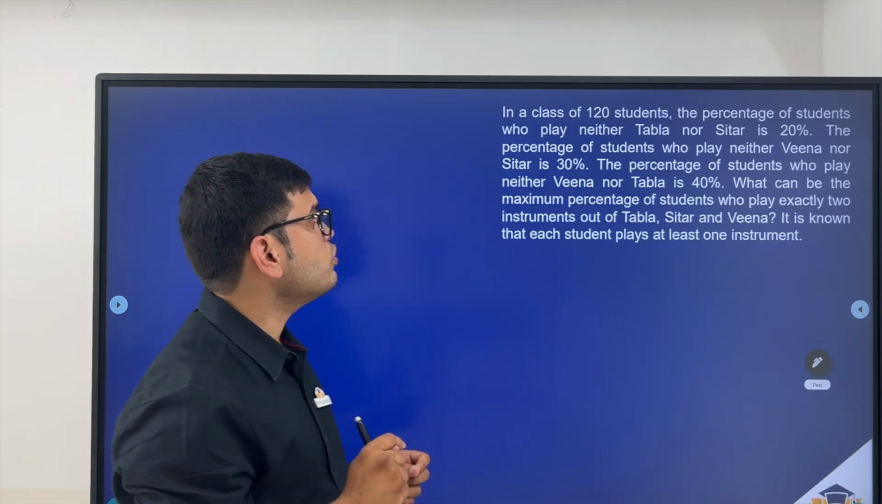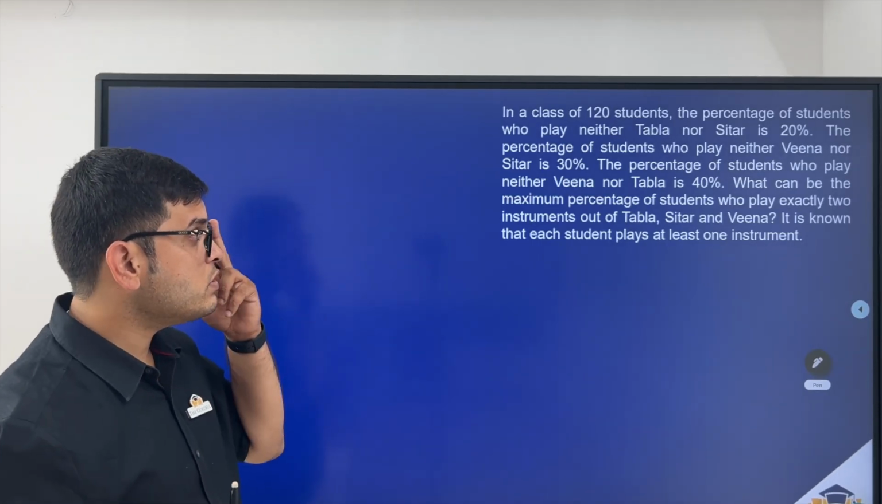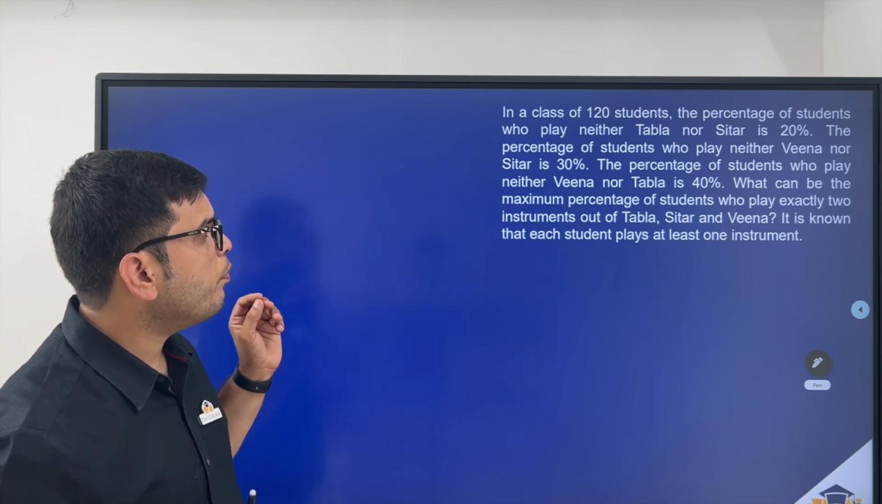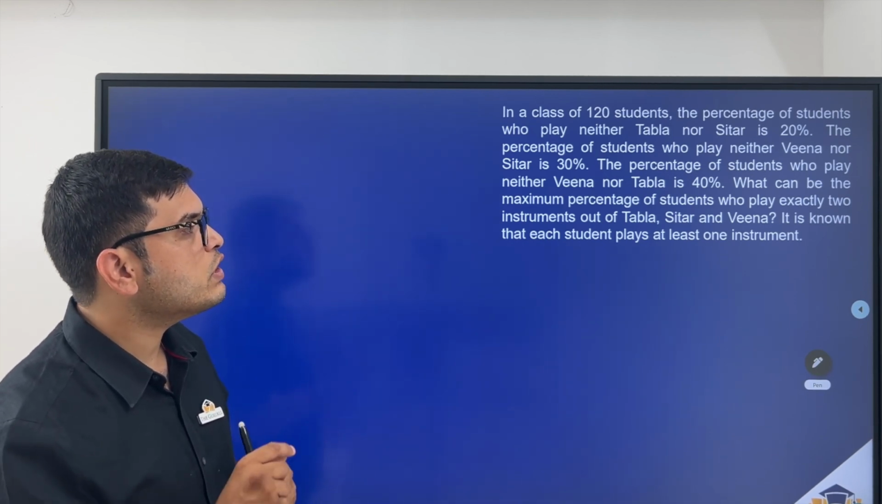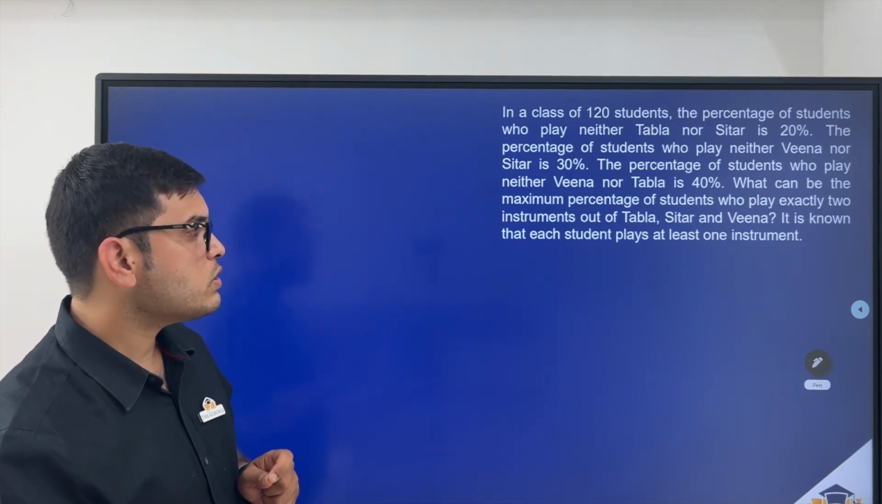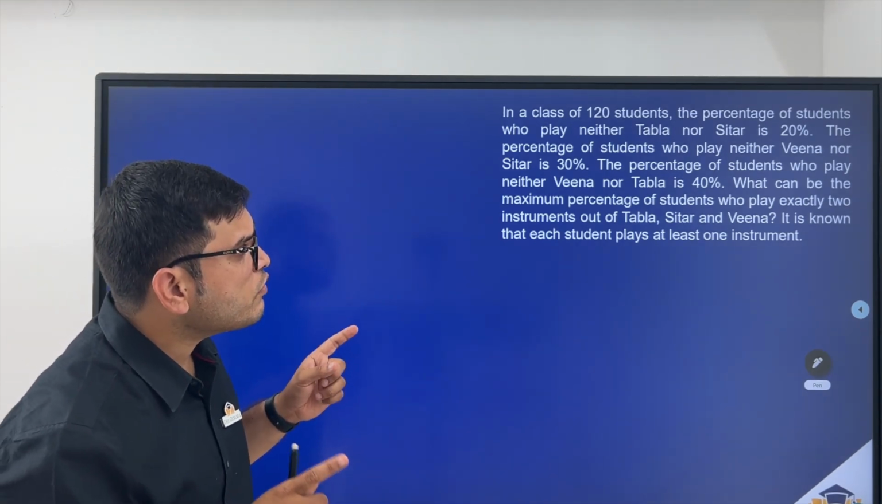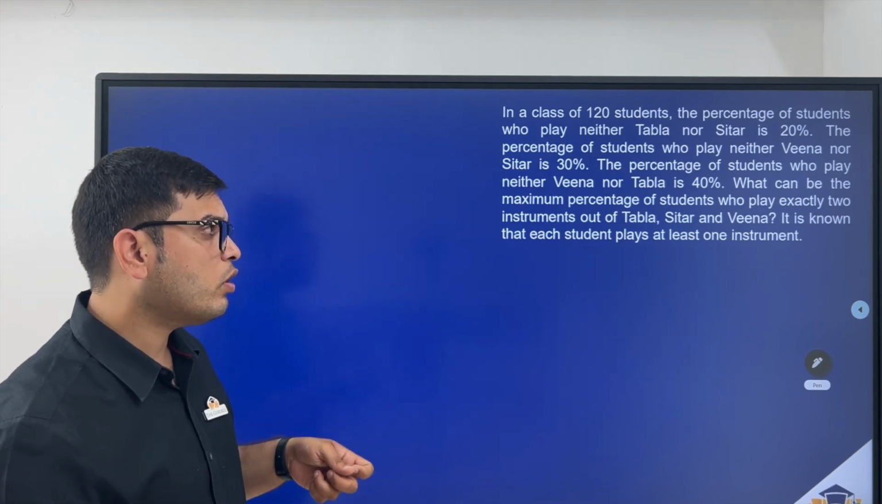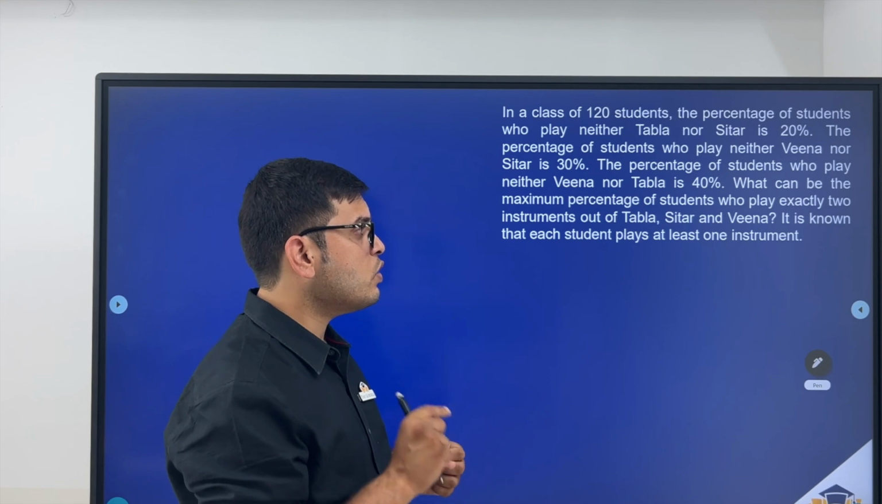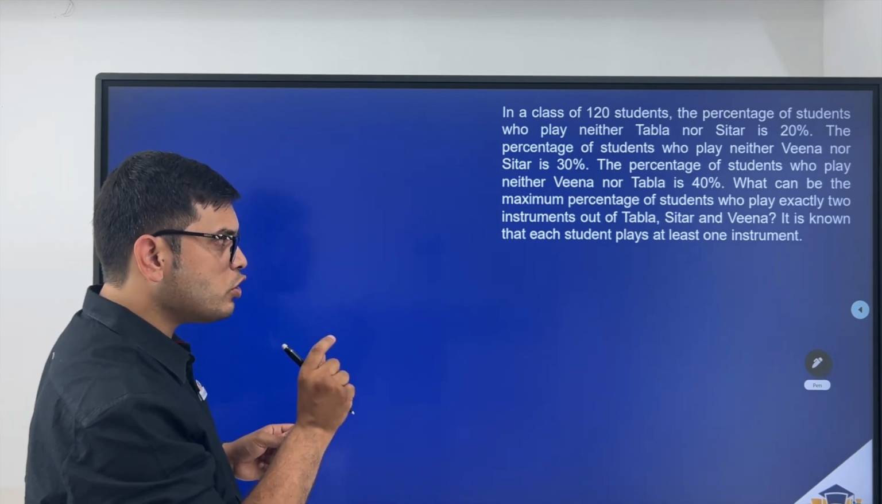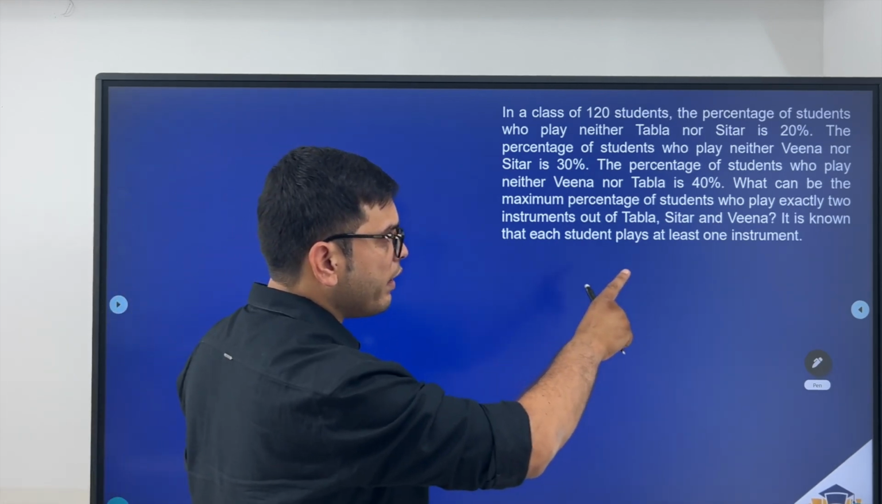Now coming to the fourth question. In a class of 120 students, the percentage of students who play neither tabla nor sitar is 20%. The percentage of students who play neither veena nor sitar is 30%. The percentage of students who play neither veena nor tabla is 40%. What can be the maximum percentage of students who play exactly two instruments out of tabla, sitar and veena?